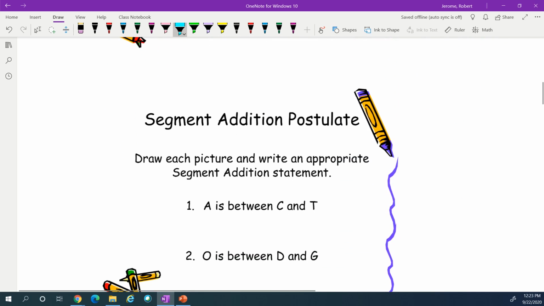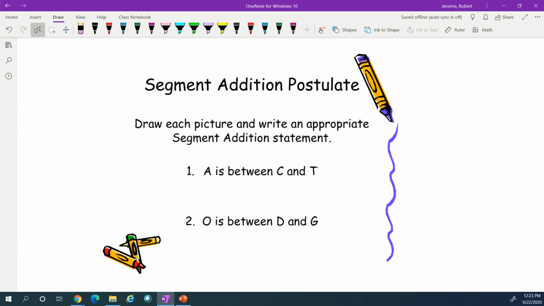Okay. So first of all, we want to understand and be able to draw these things. So looking at number 1, A is between C and T. I'm going to draw a segment. At one end is C, and at the other end is T. A is somewhere on there. But again, it does not mean middle, so I'm not going to put it there. Maybe I'll shift it a little bit to the left.